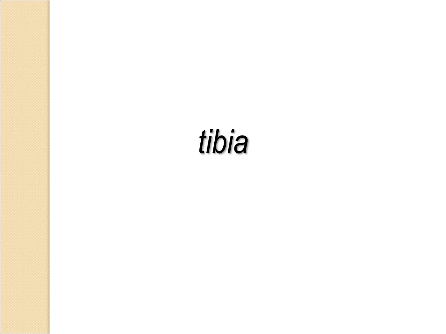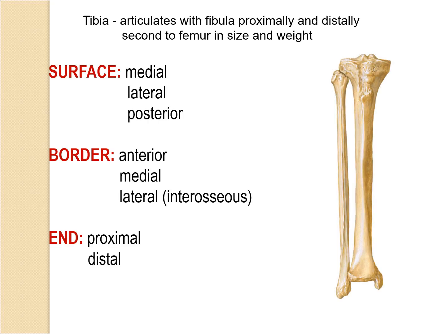Firstly, I will describe the medial bone of the leg, named tibia. The tibia is the second largest bone in the body. The first is the femur. Tibia articulates with fibula proximally and distally. It belongs to long bones, and because of that, it has the shaft and two ends.